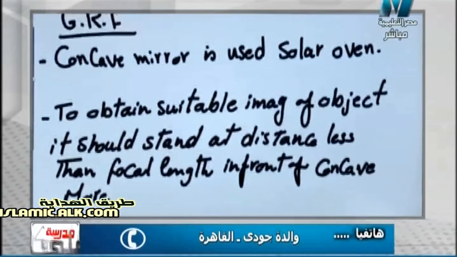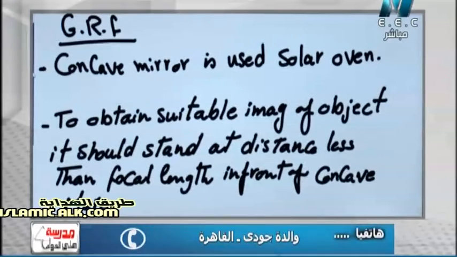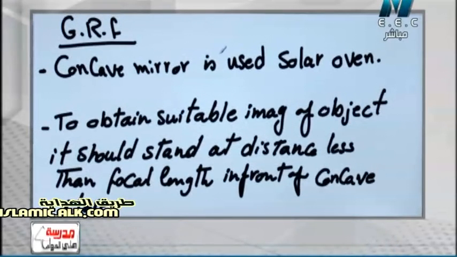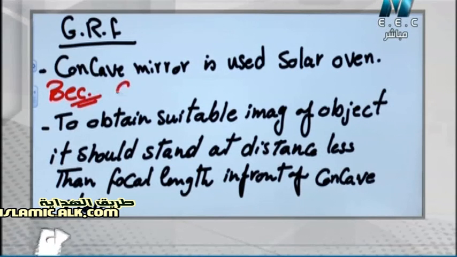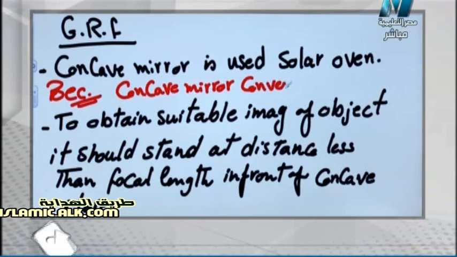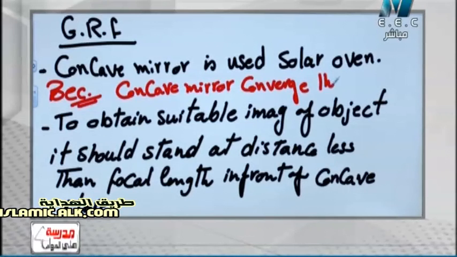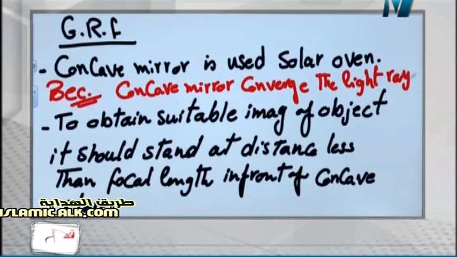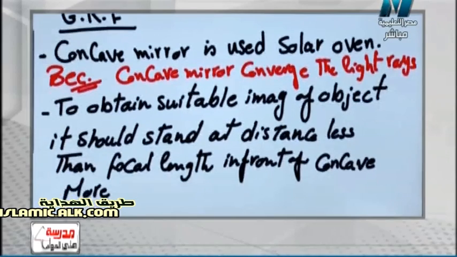Here we have to give reasons for the mirrors. First, give reason for: concave mirror is used in solar oven, as we studied before in lesson 1. Concave mirror is used in solar oven only because concave mirrors converge the light rays.